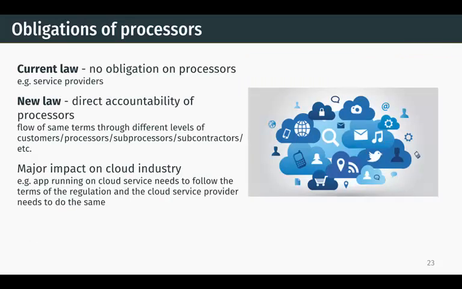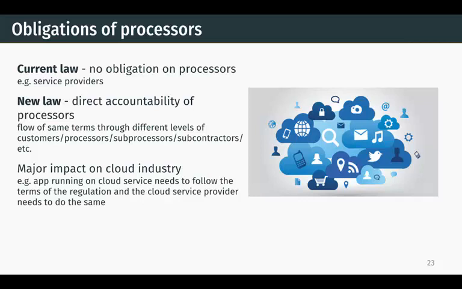In terms of the different obligations of the processors, with the current law, it's the data controllers who have all the obligations about enforcing all the different principles and rights.